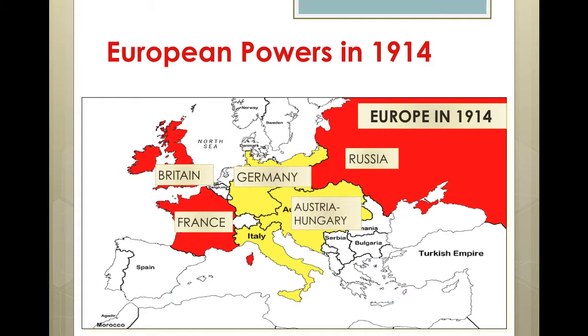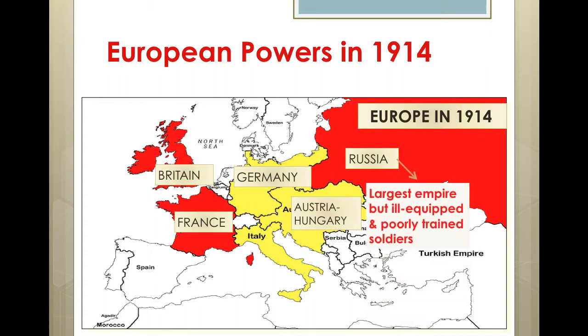Russia had the largest empire in Europe at the time. It was ruled by the Tsar Nicholas. Although it was the largest empire, it was not the strongest empire. This was due to the fact that the army was ill-equipped and consisted of poorly trained soldiers.